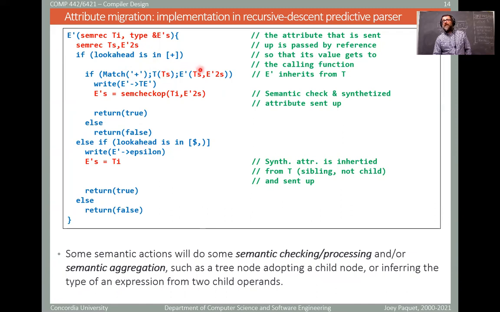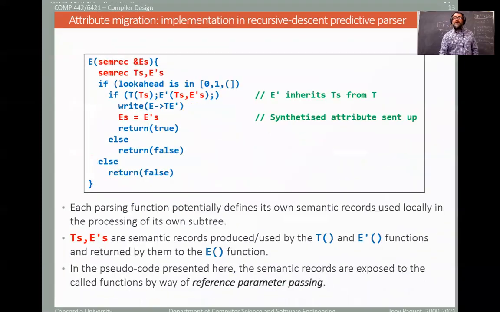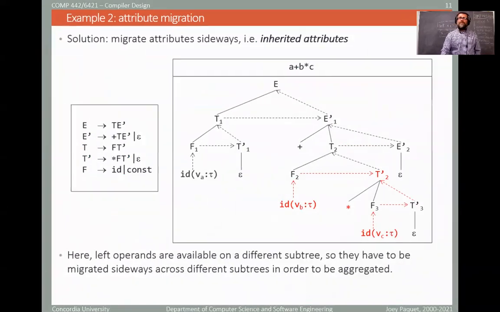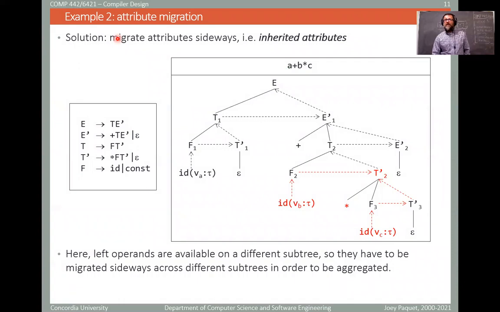Here you have the inherited attribute that is passed, is created by T as a synthesized attribute of the T, and it's been received onto E prime. This TS of the T here, synthesized attribute of the T, is now passed onto E prime. And then it's received as its inherited attribute. Okay, maybe I can explain that here. So that was E prime. So that's this one here.